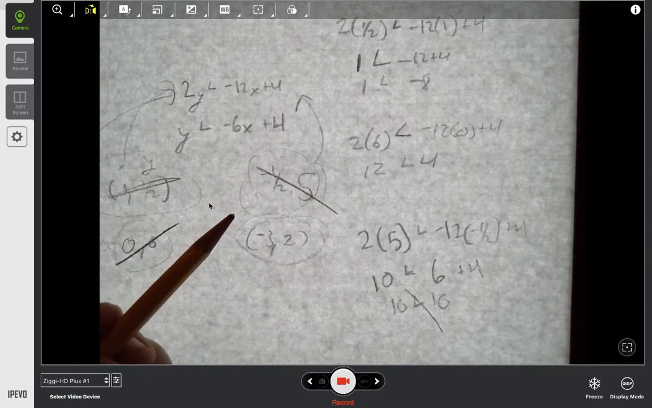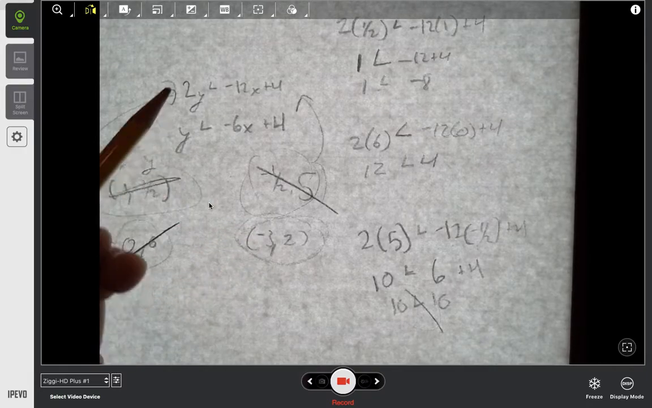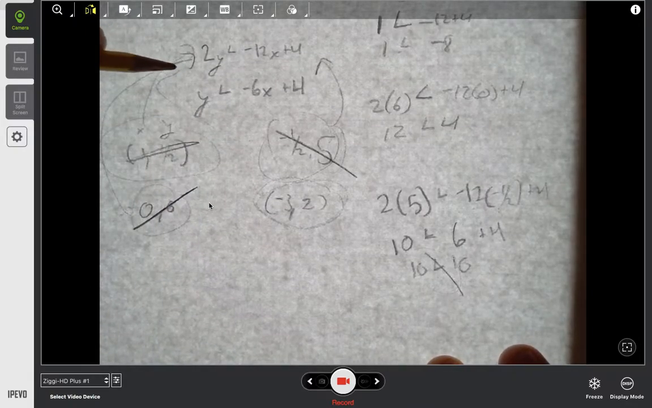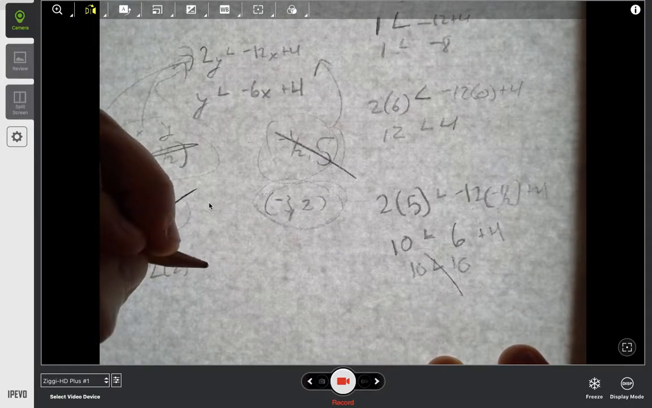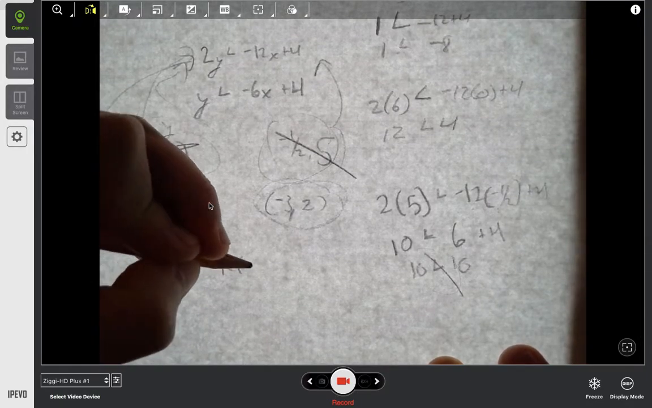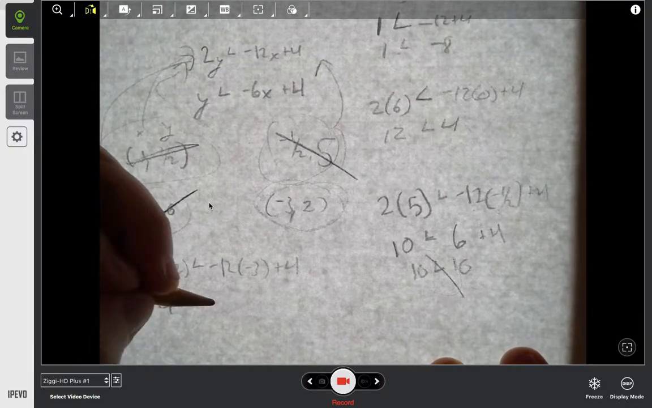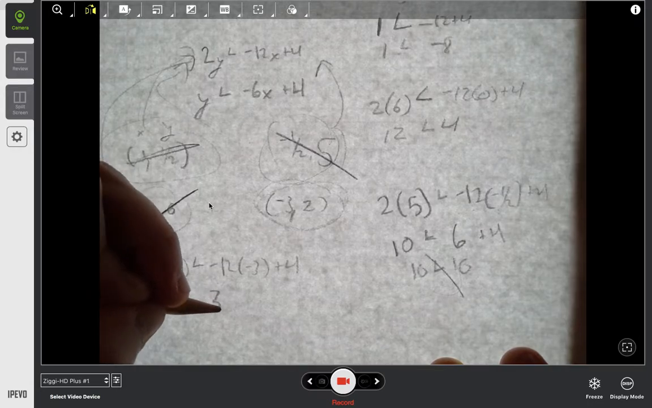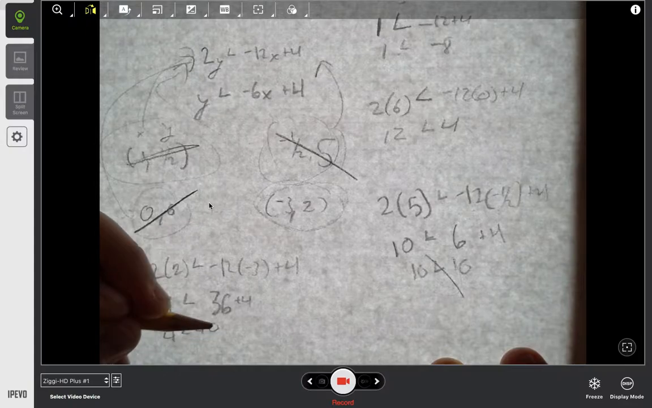I guess it's got to be this guy, but I went kind of fast on this one. Let's just make sure. I want to confirm it works for both. So I'll try plugging this into, again, that first guy. 2 times 2 is less than negative 12 times negative 3. This is looking like it's going to be good. 4 is less than negative 12 times negative 3. That's going to be positive 36 plus 4. 4 is definitely less than 40.